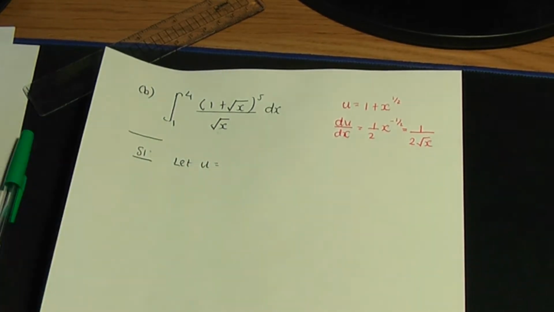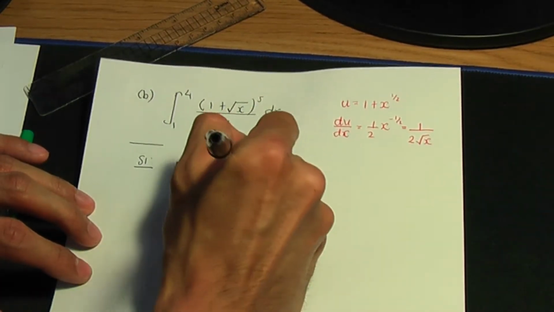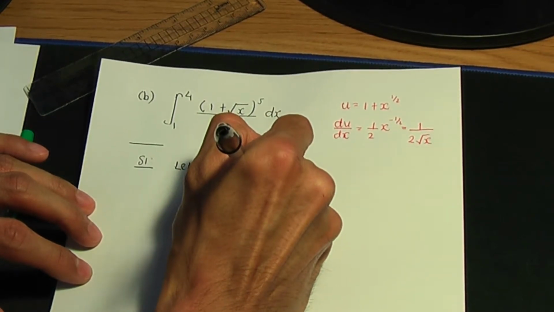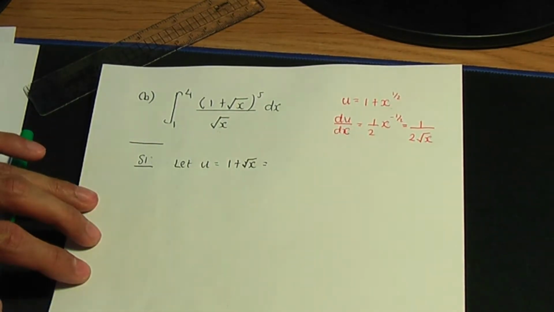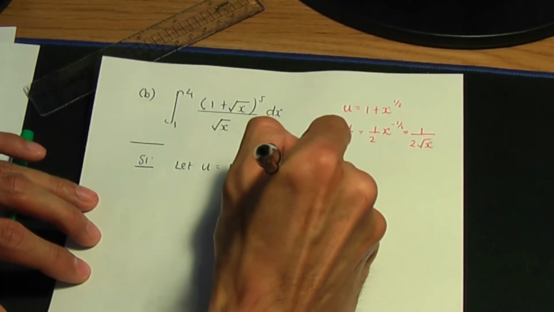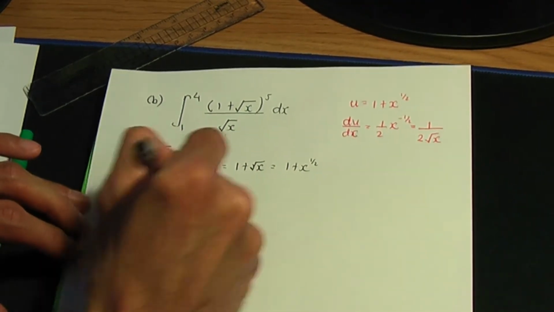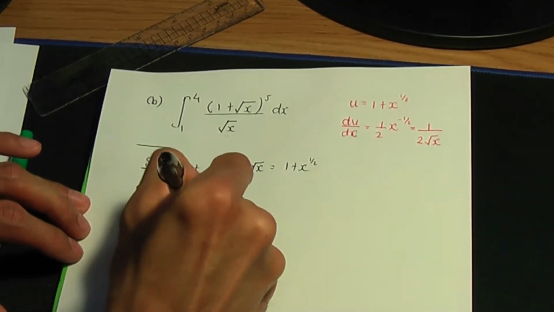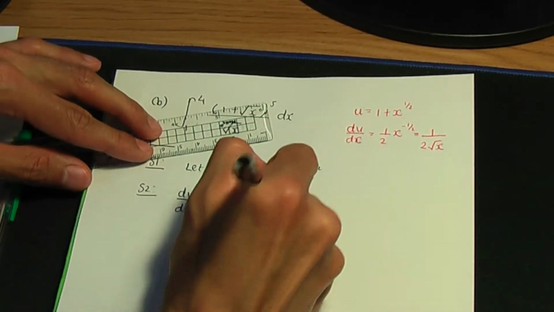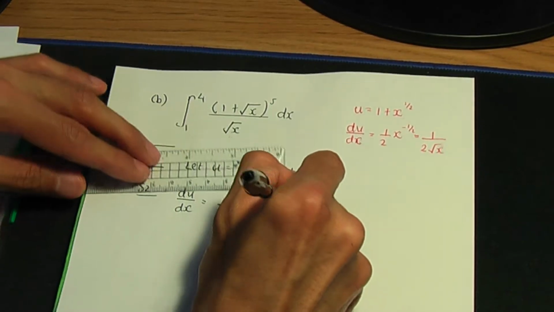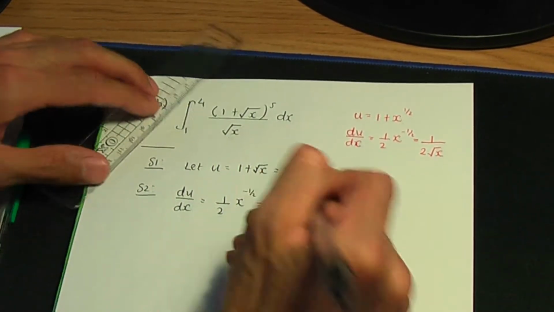So that indicates that substitution is going to work, and I'm going to take my u to be 1 plus root x, or x to the half in this case. So I'm going to go with this approach. Root x, remember, is x to the half. So in step number 2, du over dx, when I differentiate, is half x to the minus half, which is the same as I've written here, 1 over 2 root x.